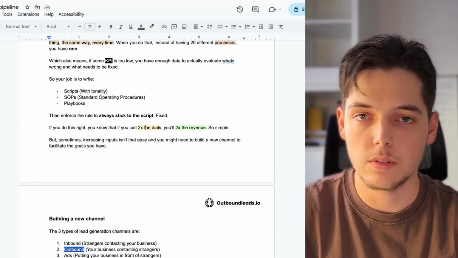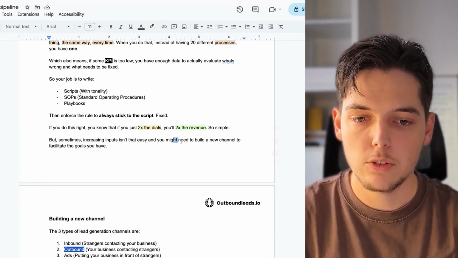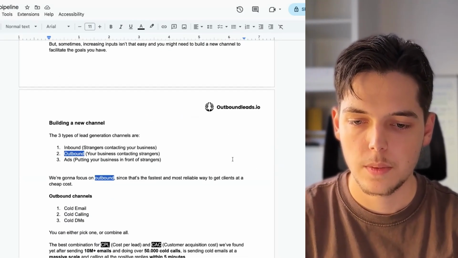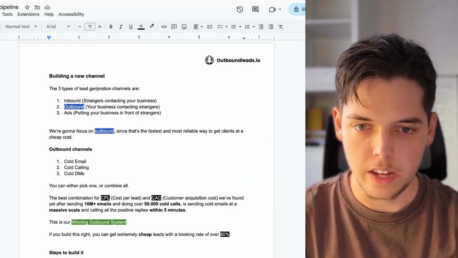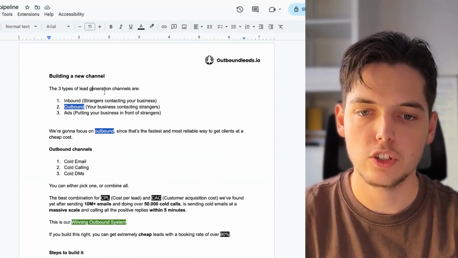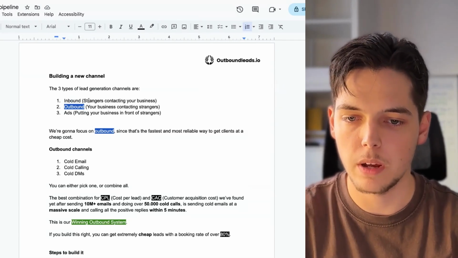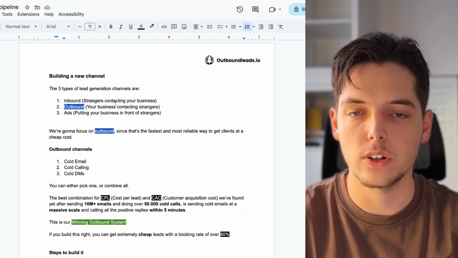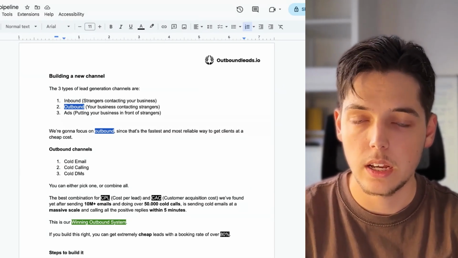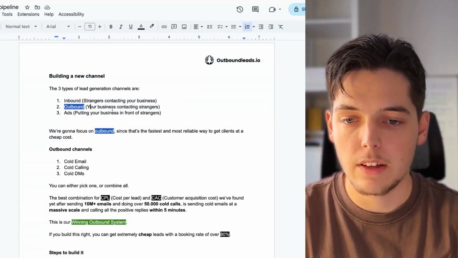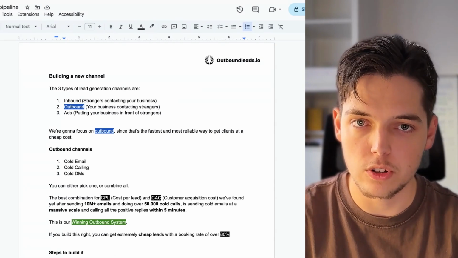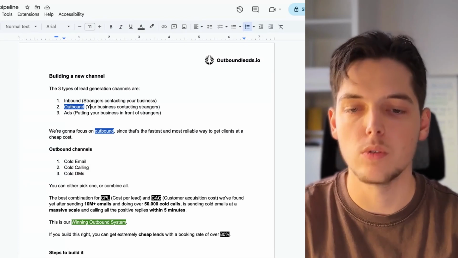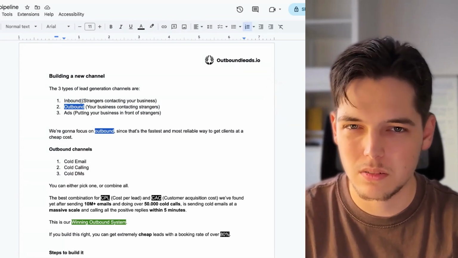But sometimes increasing the inputs isn't that easy. For some systems, you just might not be able to do that, and you might need to build a new channel to facilitate the goals that you have, revenue wise. And so building a channel, there's three types of lead generation channels that you can build. You have inbound, which is you make systems that grab the attention and then strangers contact your business. They see something and then they decide to contact you. We have outbound, which is you just contacting strangers. And you have ads, which means you just put your business in front of strangers so they take an action. It's a form of inbound, but it has some nuances.